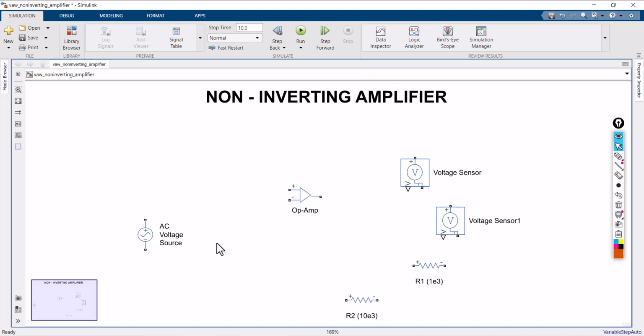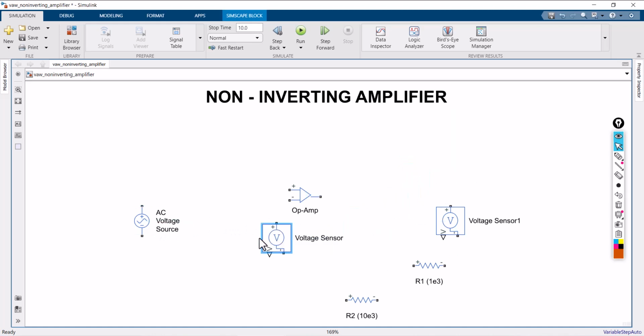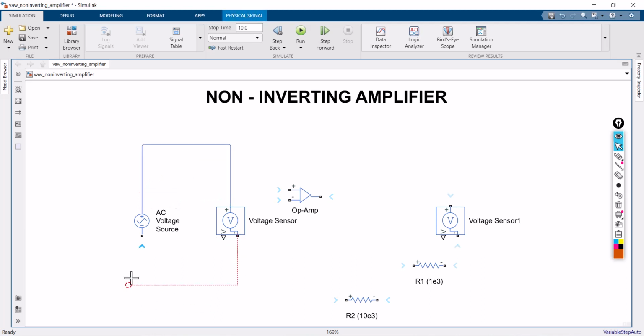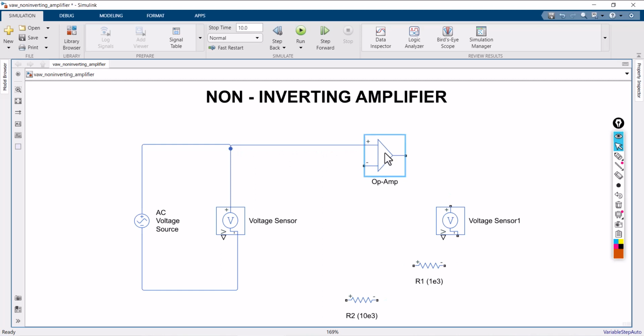So now I'm going to connect it accordingly. The voltage source, I want to measure the voltage source. Let me take one voltage sensor that should be connected in parallel. So this voltage source is given as an input to the operational amplifier. If you look at this, this is an op amp having both a positive as well as a negative terminal. If it is a non-inverting amplifier, you have to feed this input to the positive terminal. Suppose if it is an inverting amplifier, you can use the negative.